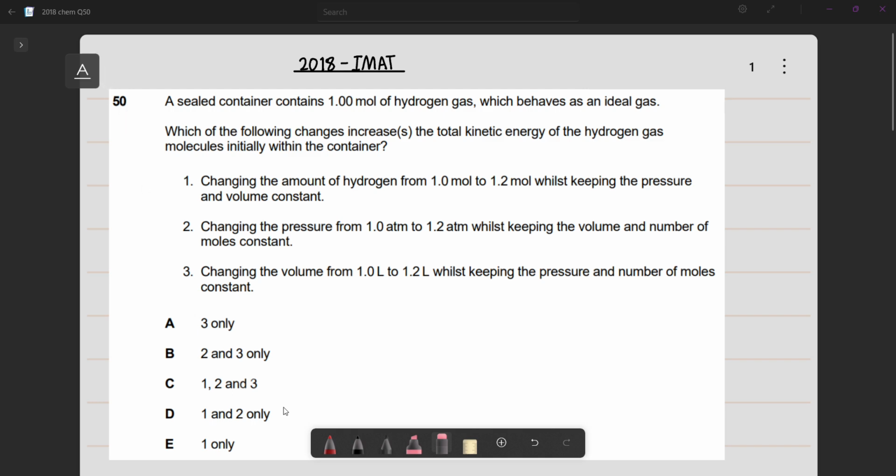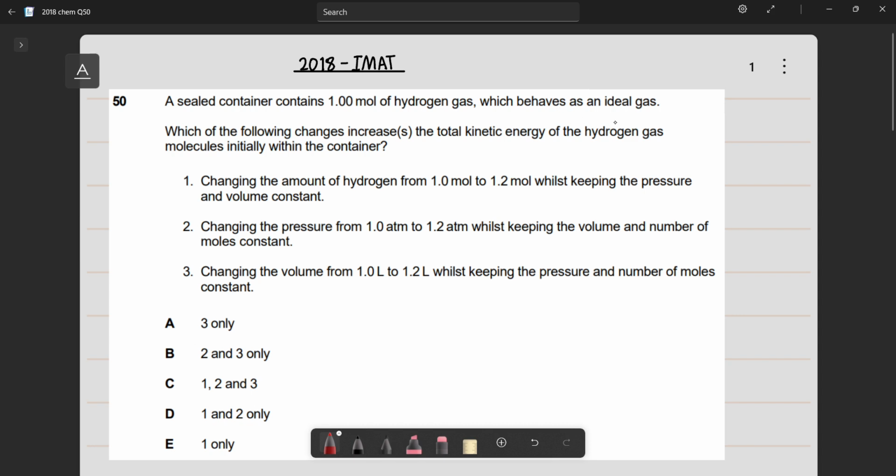Okay, welcome back. This is question 50 from the chemistry section in the 2018 IMAT past paper, so I'll be solving this question. It says a sealed container contains 1 mole of hydrogen gas, which behaves as an ideal gas.